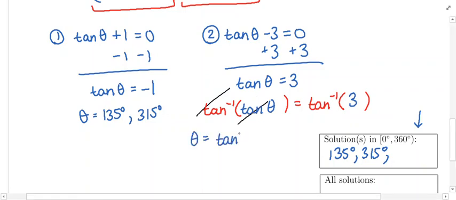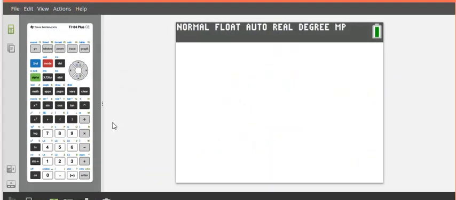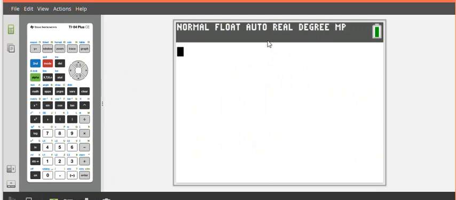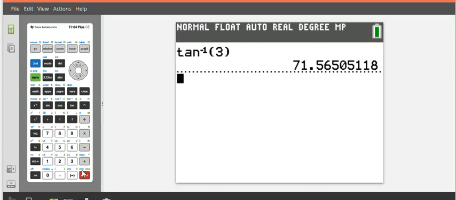So we need to go to the calculator and do the tangent inverse of 3. We are expecting answers in degrees, so I need to make sure I'm in degree mode. So let me go to the calculator here. I'm in degree mode. That's the first thing I need to check, and then I can punch in tangent inverse of 3. Okay, and so we're going to get this answer. This is a degree measure. I'm going to write out the full decimal expansion for your notes.